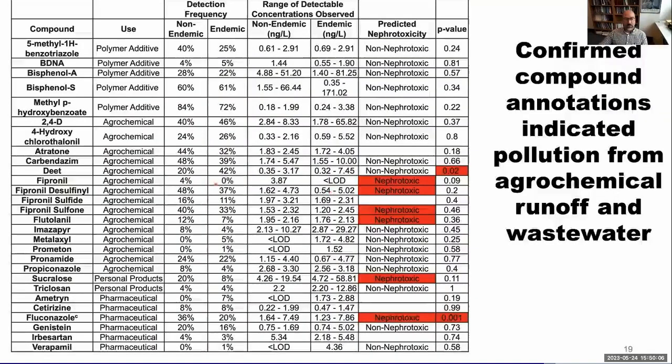Some of these compounds, some of the pesticides in particular, and agrochemicals were actually predicted to be nephrotoxic based on our model. And so you can see that we had a real range of detection frequency in the non-endemic and endemic wells. In some cases, very similar ranges of concentrations were measured. And in other cases, we actually had relatively higher concentrations in the endemic relative to the non-endemic wells. We're able to quantify all of these compounds, of course, because we have authentic standards for them.